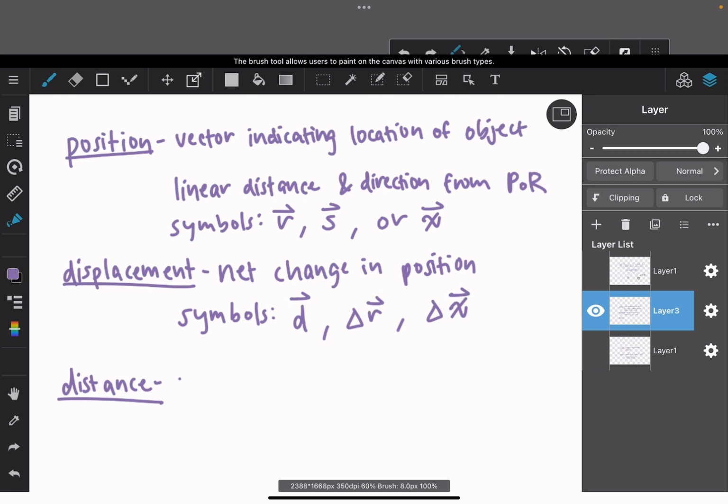All right, now let's move on to distance. Distance is the length of the path traveled. Is that a scalar or a vector quantity? If you said scalar, you'd be correct.